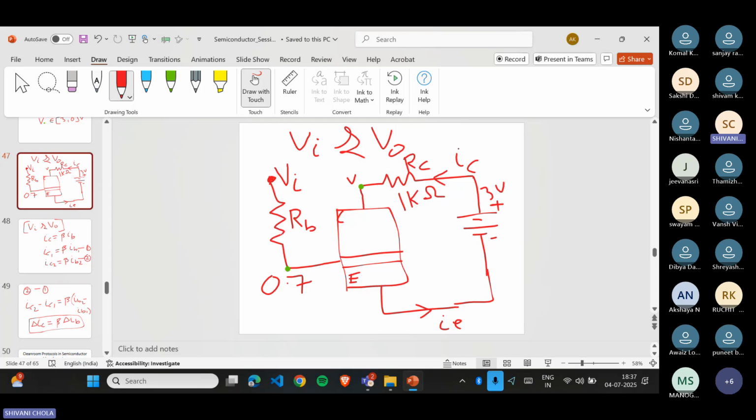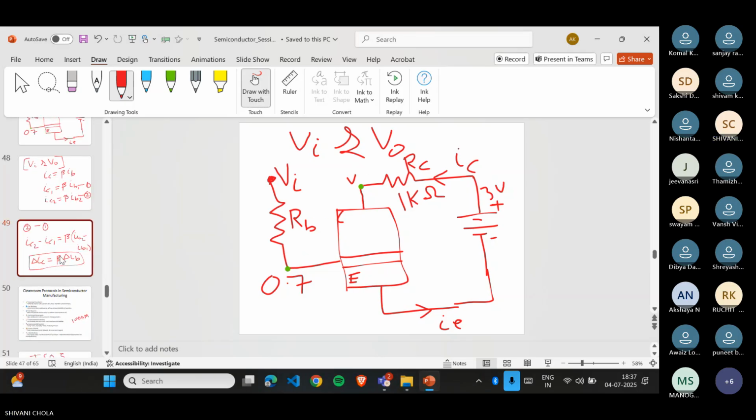But now we need this resistor because it will have some role in the relationship between VI and V. Clear? Okay.